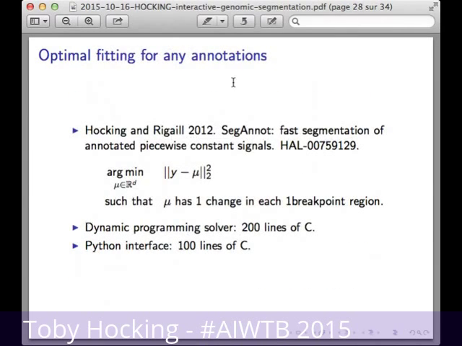And so for the optimal fitting algorithm, basically, like I said, we have this SegAnnot algorithm that we propose specifically for these labeled data sets. And so again, it's going to be solving a least squares problem where you're just looking for the mean vector mu, which is closest to your data points y in terms of the squared error. So it's maximum likelihood Gaussian inference again. The difference is just the constraint, which is that the mean vector should have one change in each one of these one breakpoint regions where the doctor specifies there should be one change. So it's a quite straightforward optimization problem, and you can use dynamic programming to implement this. We implemented it in C, and I wrote a Python interface for the website.